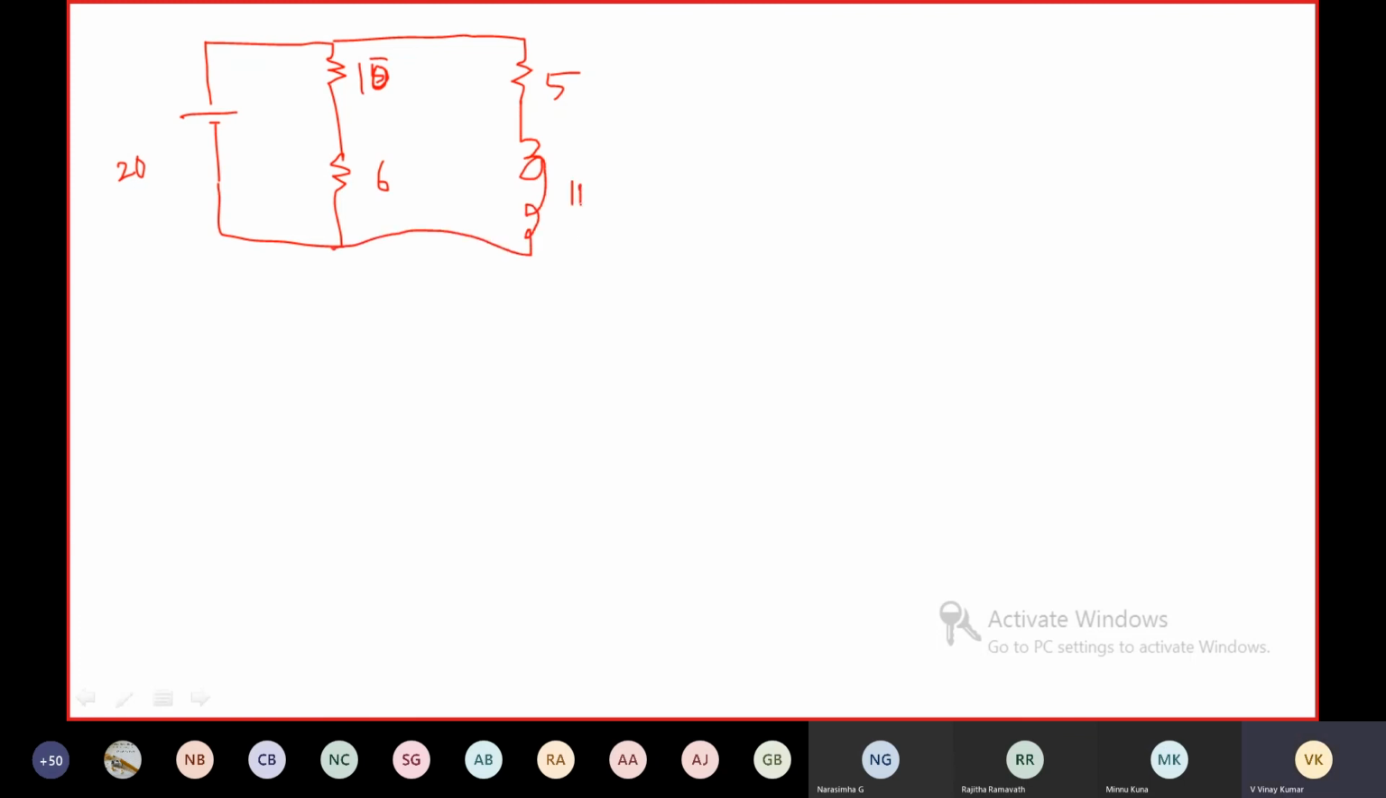For t greater than 0, the circuit would be like this: volts, 5 ohms, 10 ohms, 10 ohms, 6 ohms, 5 ohms. This is the circuit. Now the current, I of t for t greater than 0.